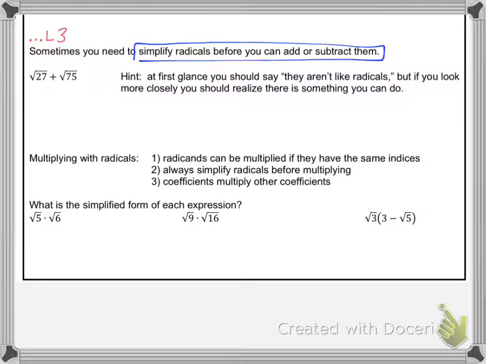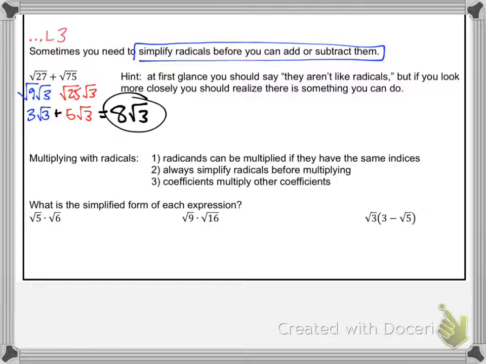Now, sometimes you have to simplify the radicals first because they don't look like they can be added, but they actually can. So here we simplify root 27, simplify root 75, and we see that they both are something times the square root of 3. So we're going to do 3 plus 5, which is 8 square root of 3.